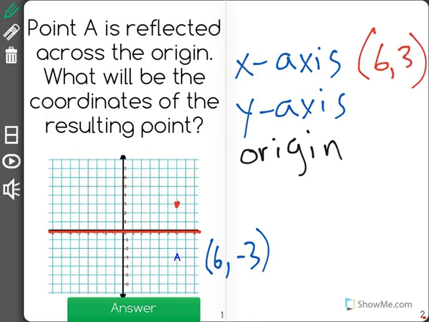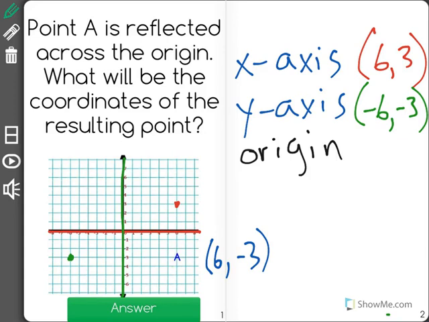Now let's say we want to reflect it across the y-axis. Well, our y-axis goes up and down, so reflecting this point across the y-axis, it would keep its same y-value of negative 3, but then its x-value would move over to negative 6, giving it a value of negative 6, negative 3. And last, we could reflect this point A across the origin.